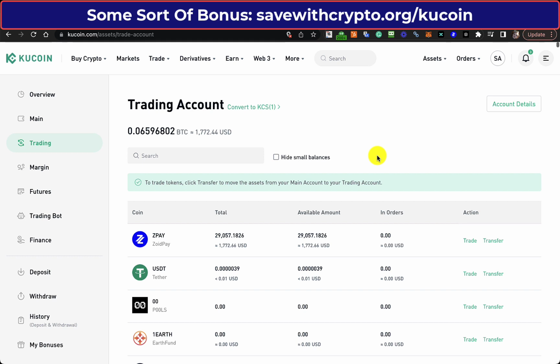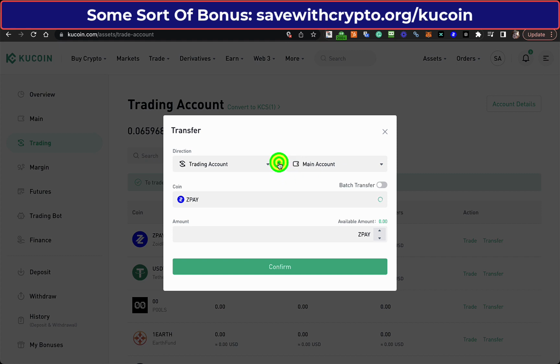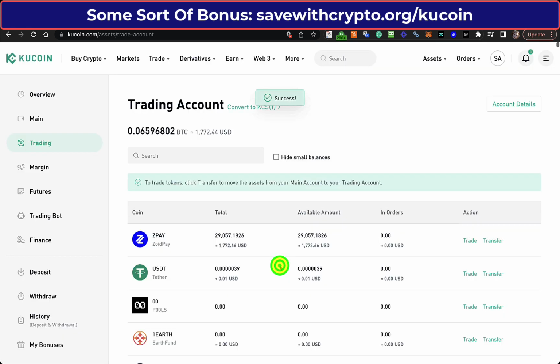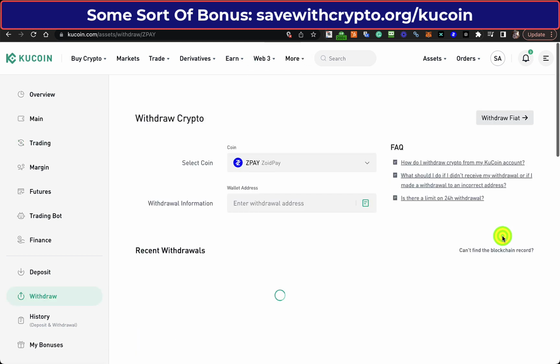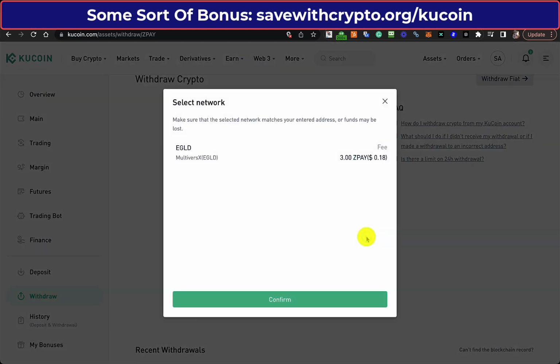And then if you've got ZoidPay in your trading account, like I have here, you'll want to move that out to MultiversX, whatever wallet you're using. In this case, I'm using the DeFi wallet, so that's where I need to go. But first of all, you need to transfer it to the main account, I believe. So it says transfer all that, confirm. Okay, so then I go to the main account, and then I can do withdraw. Luckily, that is the network we're using. And they charge you 3 ZoidPay for that, so 18 cents, which is pretty cool, isn't it?